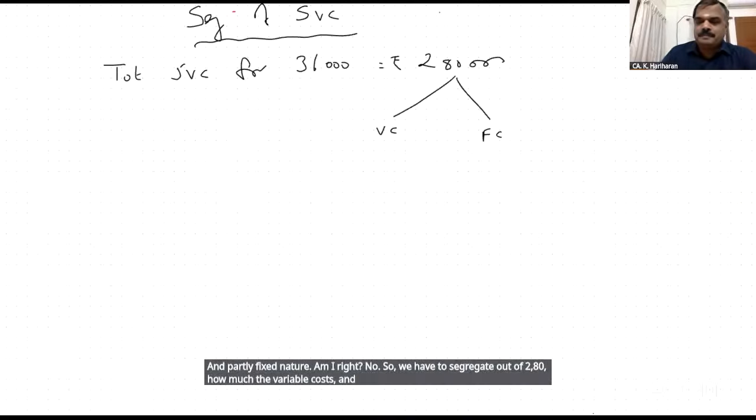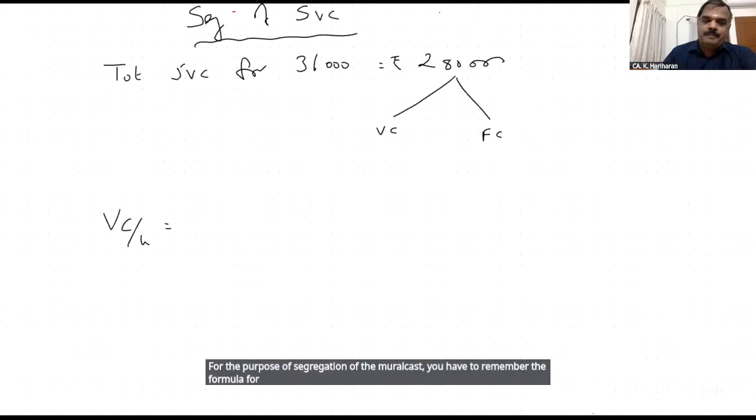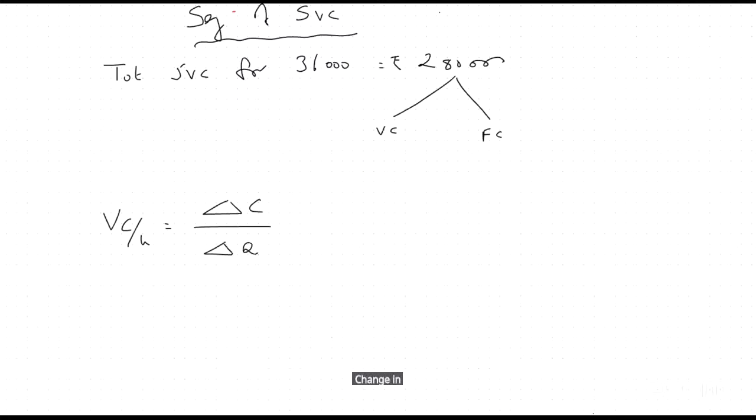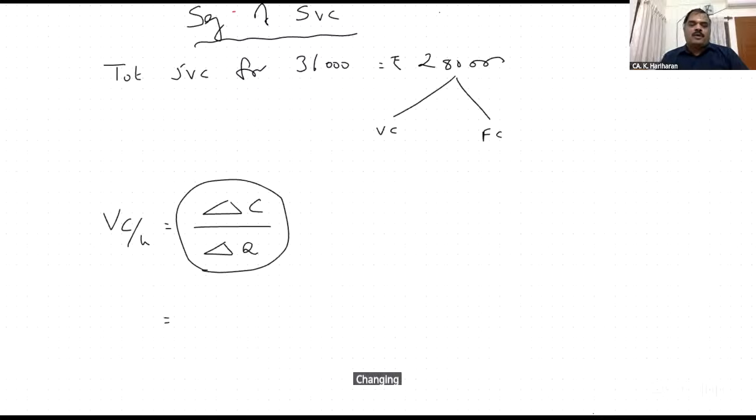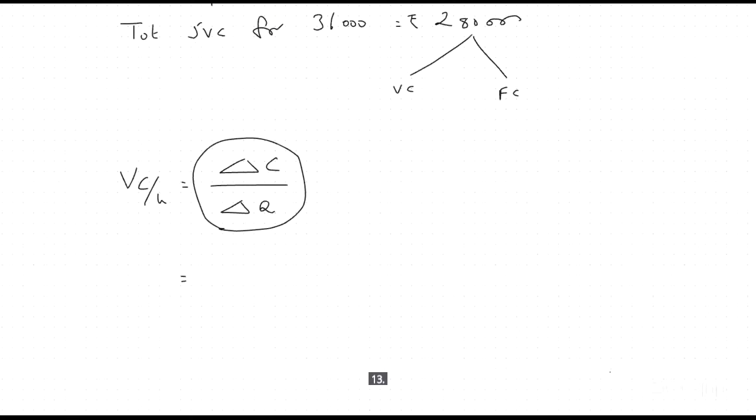For that purpose, for the segregation of the variable cost, you have to remember the formula for variable cost per unit. Variable cost per unit is equal to change in cost divided by change in quantity. What is the formula for variable cost per unit? Change in cost divided by change in quantity. Change in cost from one quarter to another quarter: 2,80,000, 3,10,000. How much is the change in cost? 30,000.